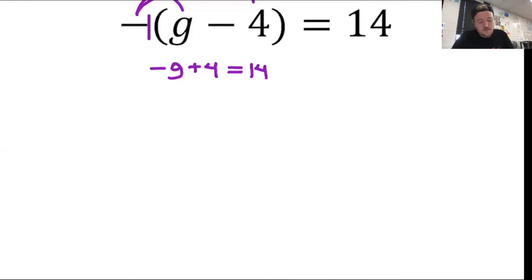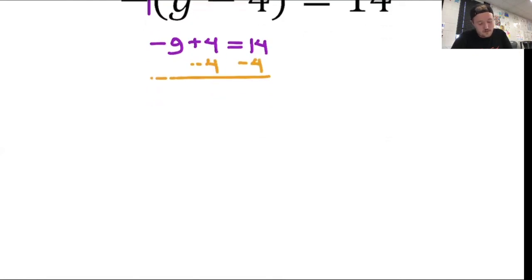The next step is I need to undo any addition and subtraction first. So I have that +4 that I got to get rid of. Because it's adding, I'm going to subtract. At least I will try to, if my Apple Pencil will work. So negative G equals 14 minus 4, which gives you 10.